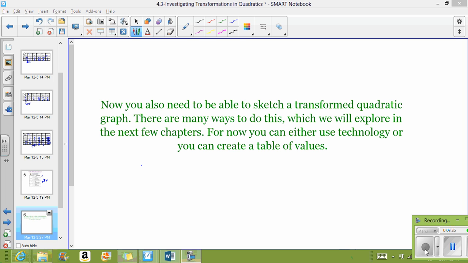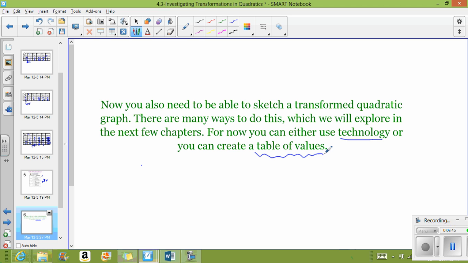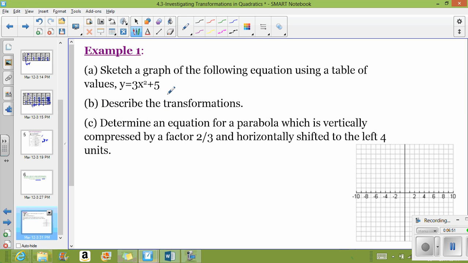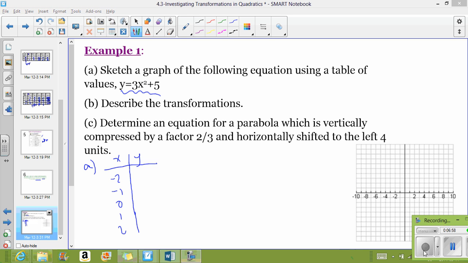So you also need to be able to sketch a transformed graph. One of the ways is to use technology. The other way, right now, is that we're going to use a table of values. Later on in the chapter, we're going to explore different ways that you can sketch, but for right now, it's going to be with a table of values. So you're first going to have to sketch this graph for this equation right here using a table of values.